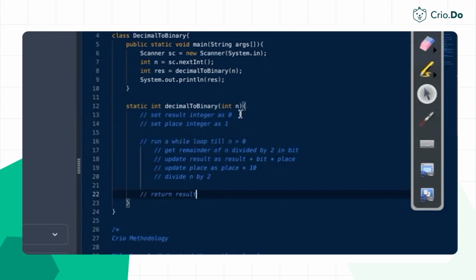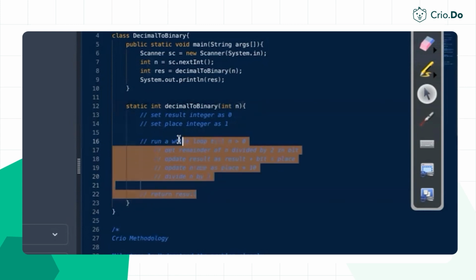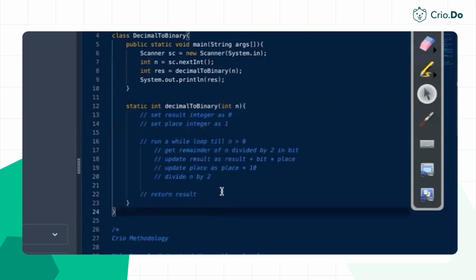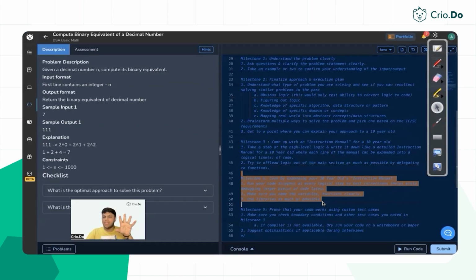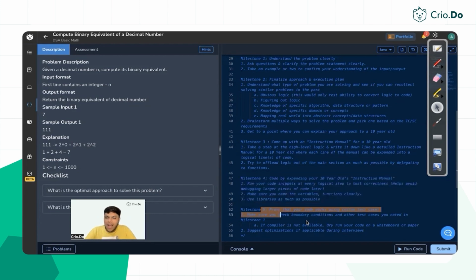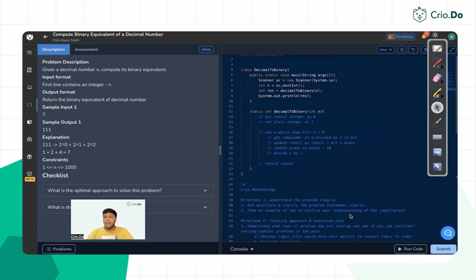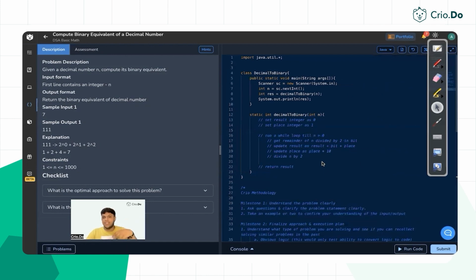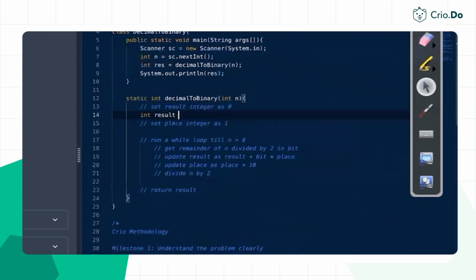That is once the decimal number becomes 0. So this entire code, now we will be doing the inline expansion of the instruction manual to write the code in Java programming language, although the code will be very similar in all of the languages. And we will also write some test cases to ensure the code is working fine for corner scenarios and boundary scenarios also, and discuss time and space. So initially, we need the resultant, which should be returned as an integer.